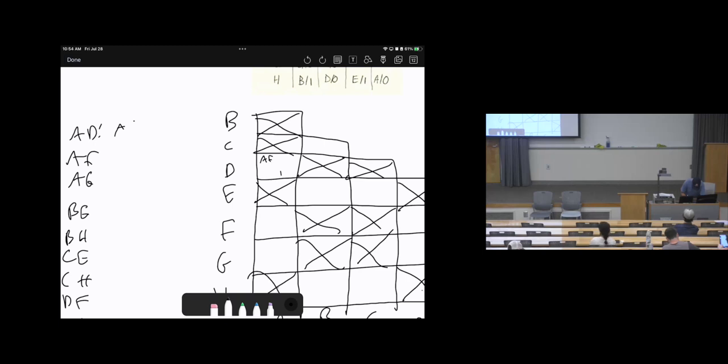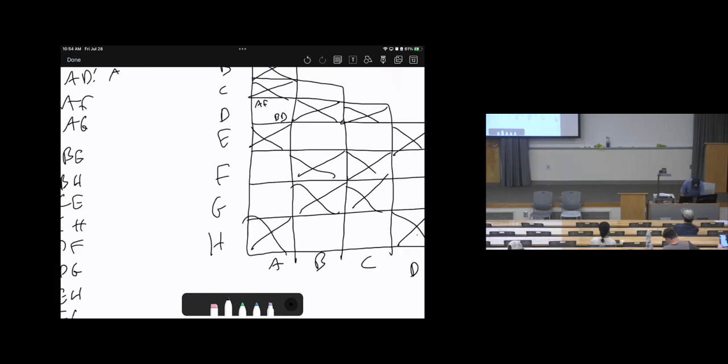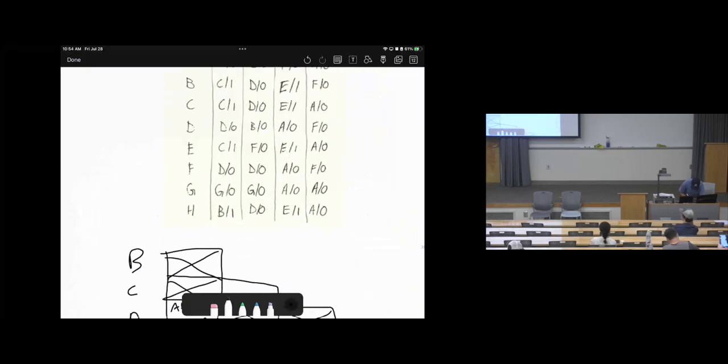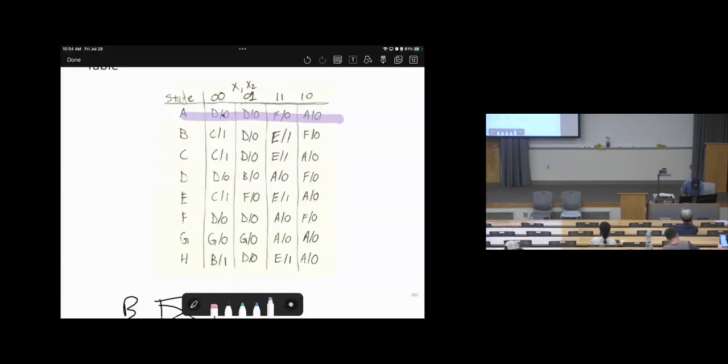AF, BD. I'm going to write it here. AF, BD. Then let's look at A and F. Here is A, here is F. D, D, D, D, AF implication pair. So AF are the implication pairs here. Only AF.